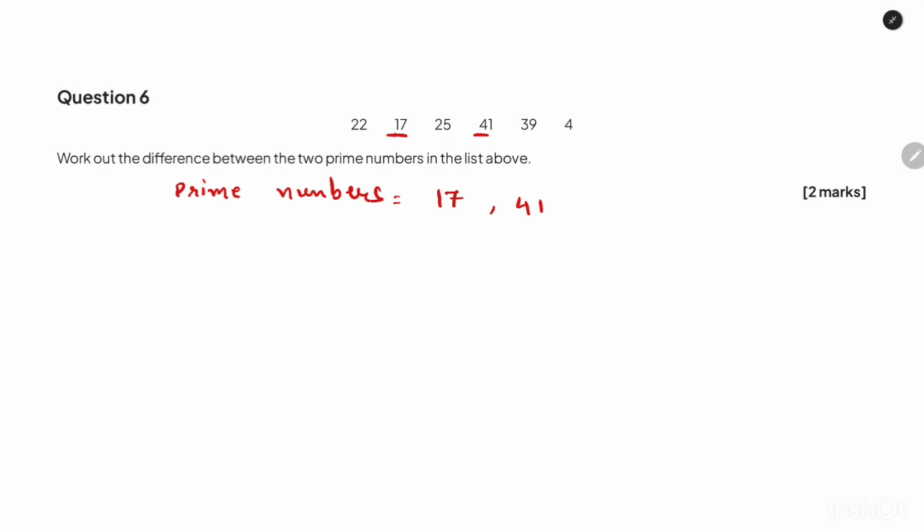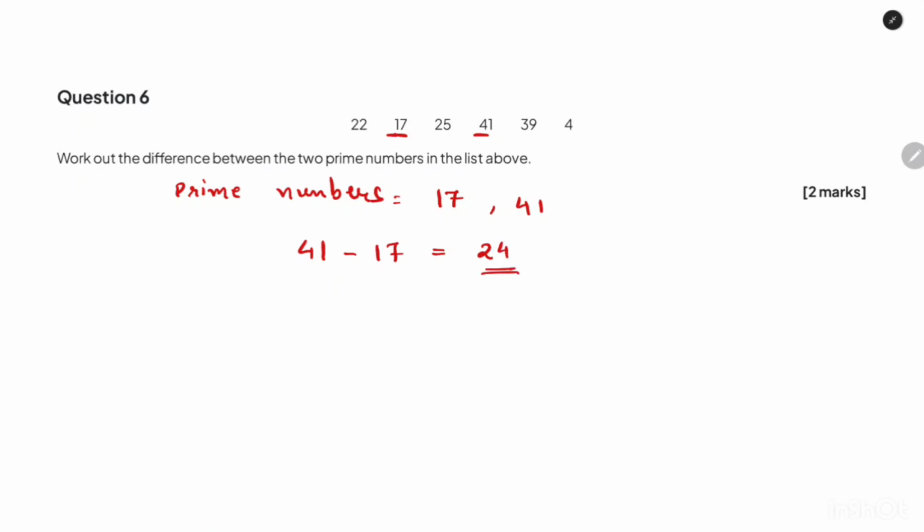Whenever they are asking the difference between them, then you will have to subtract smaller number from the bigger number. Specifically, they haven't told you to subtract 41 from 17 or subtract 17 from 41. They are just asking you the difference. In that case, always do the bigger minus smaller. So bigger number is 41 and minus smaller number is 17. 41 minus 17, so that is 24.